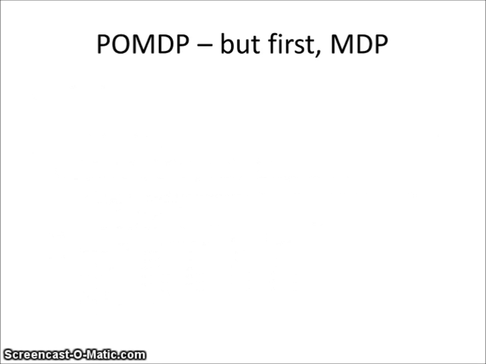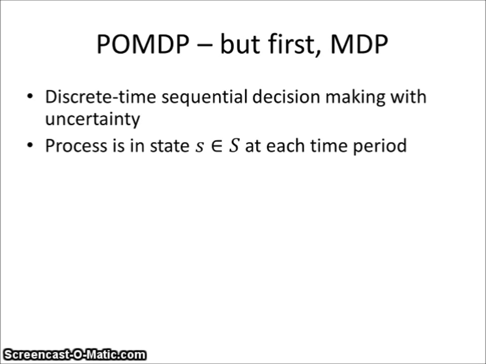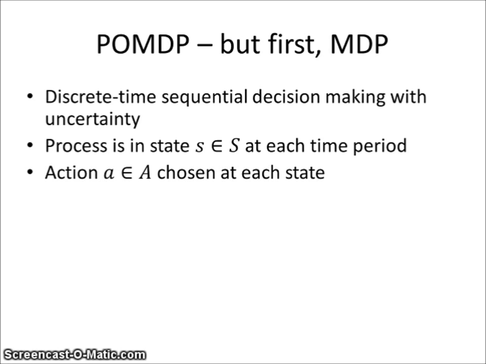So what is a POMDP? I'm going to start with a quick refresher of an MDP, and then we'll generalize to a POMDP. A Markov decision process is a discrete time sequential decision-making problem with uncertainty. At any given time, the decision-making process is in a state little s, from a specified set of states, capital S. We take an action A from a set of possible actions, capital A, and then we're going to move to a new state S prime.